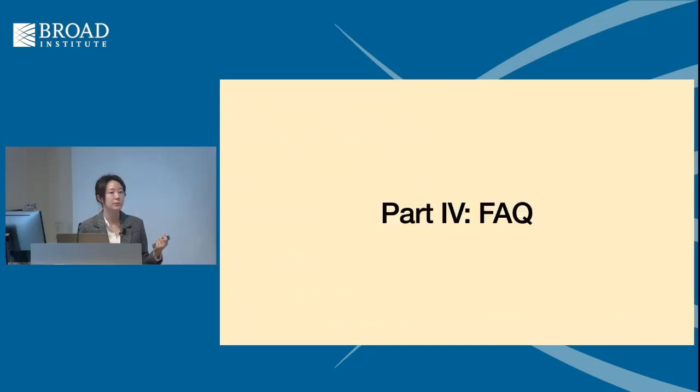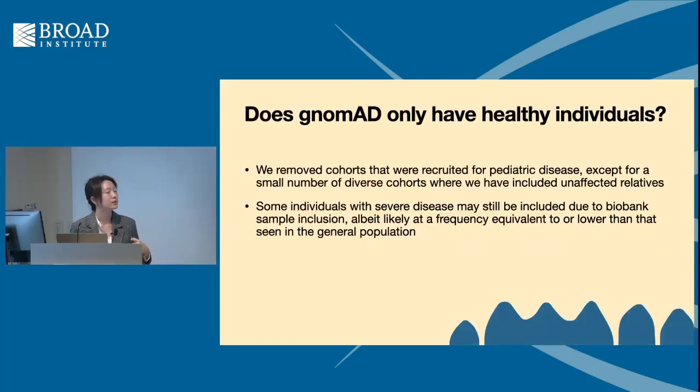And finally, I'd like to wrap up with answering a few of the common questions that we received. The first one that we get pretty often is, does gnomAD only have healthy individuals? And the short answer is no. We remove cohorts where possible that we know were recruited for pediatric disease, but we can't ensure that no individual with the disease is present in gnomAD.